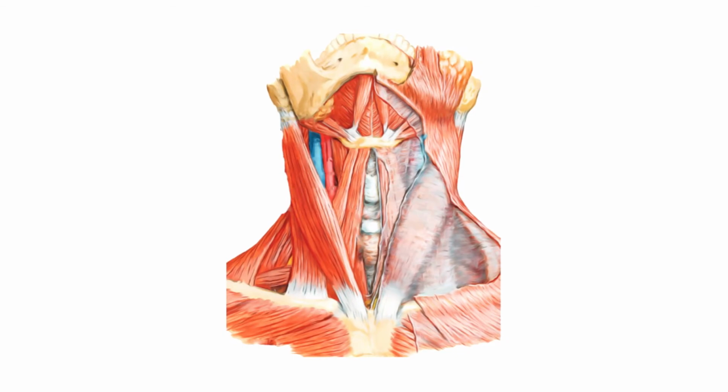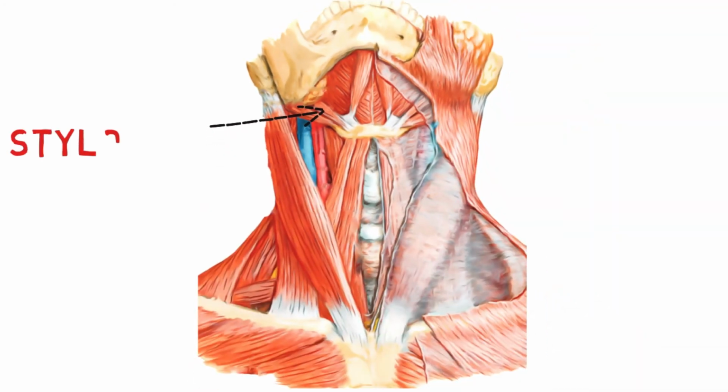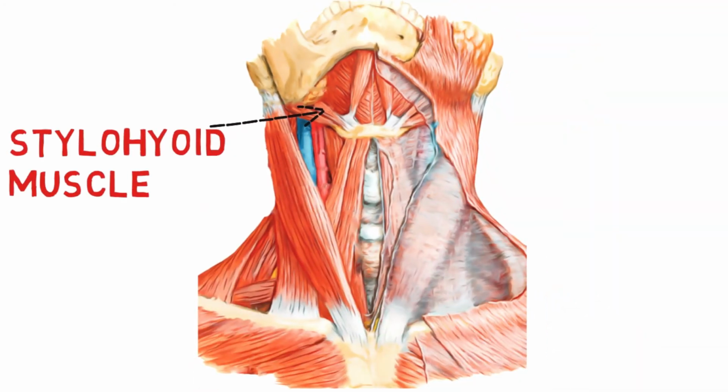Let's see this muscle. So this band, which is present above the posterior belly of the digastric, is the stylohyoid muscle. As you can see here, it attaches to the body of the hyoid bone.